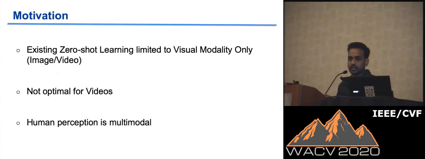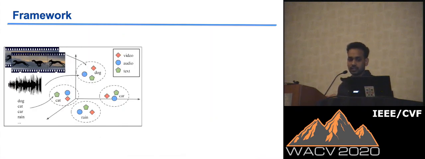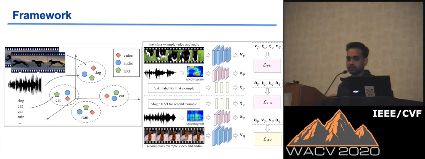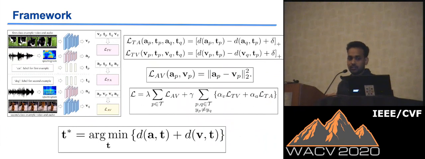Taking inspiration from this human learning approach, we plan to use a multimodal framework for zero shot learning, where we embed all three modalities, audio, video, and text, onto a common embedding space. This is done by extracting the features from a pre-trained network. Once the features are extracted, we use three different losses, two triplet losses and one cross-modal alignment loss, to align all three modalities. Finally, at test time, we take the distance from both the audio and video modality to the corresponding text embedding to get the final class label for the given input example.